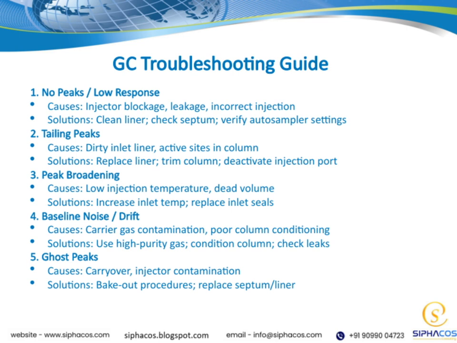Next, we have tailing peaks. These usually happen when the inlet liner is dirty or when there are active sites in the column. The solutions here include replacing the liner, trimming the column if necessary, and deactivating the injection port to prevent interactions that cause tailing. Recognizing tailing peaks helps us identify potential column or inlet issues early.